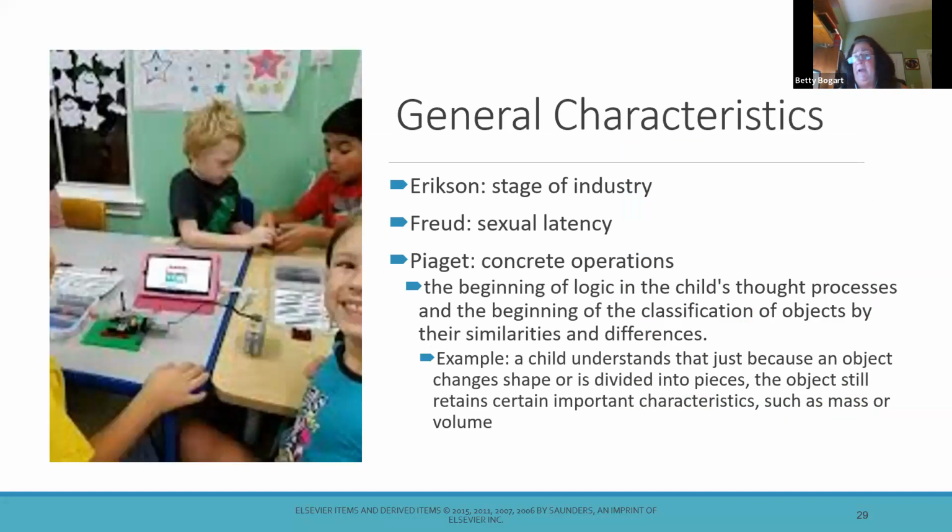So as I said, Erikson is a stage of industry. What do I do well? Freud, all about same-sex peers, friends, making friends. Piaget is starting to understand that even if you take things and mix up the way that they're shaped on the table, they're still the same number of pieces.